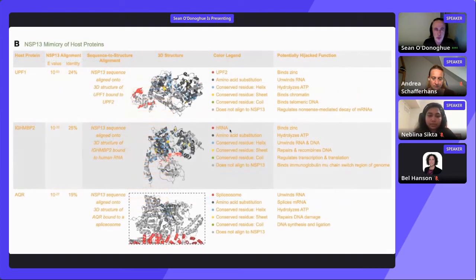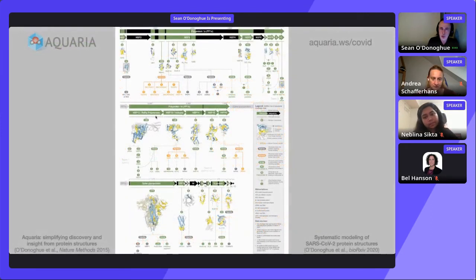So there was another mimicry that we found, and this one is even less described in the literature, although it's actually supported by stronger evidence. So we have here an e-value of 10 to the minus 53, which is fairly strong evidence. These proteins are occurring in a region of the viral proteome associated with the viral replication complex. And this is NSP13, which has a helicase functionality.